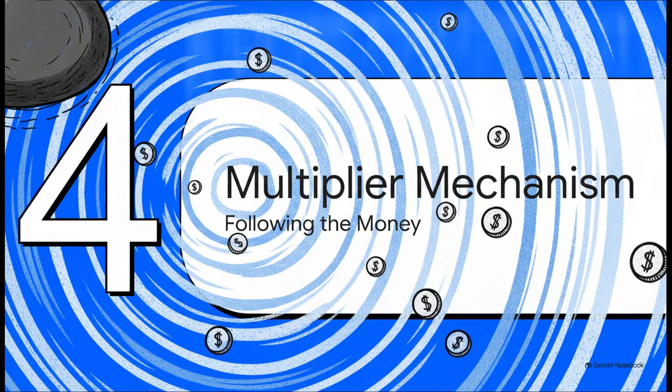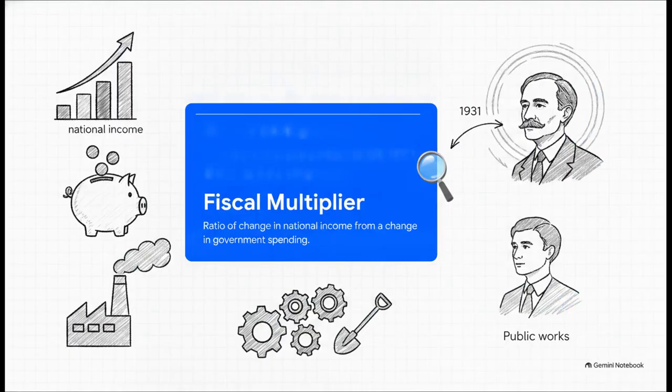Which brings us perfectly to section 4, the multiplier mechanism, following the money. The fiscal multiplier is basically the ratio of change in national income that arises from a change in government spending or autonomous investment. Interestingly enough, this whole concept was introduced way back in 1931 by a guy named Richard Kahn. He was a student of John Maynard Keynes, and he initially came up with this as a way to rigorously justify public works spending to combat mass unemployment during the Great Depression.